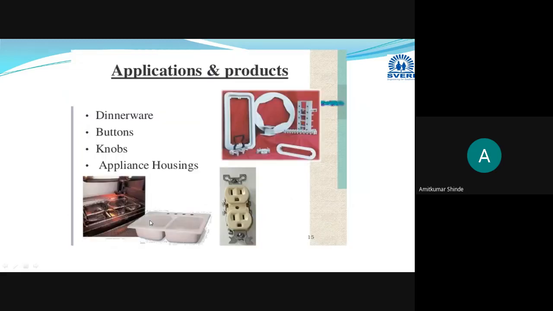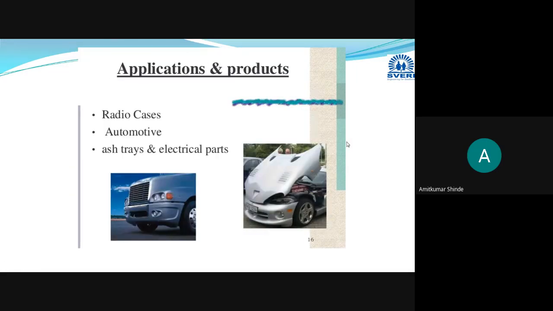And next components are certain buttons and knobs which we are using on our fabric. You can say that the different fabrics or textile apparels will be manufactured with the help of this compression molding process only. And then your ice trays also can be manufactured by this process.